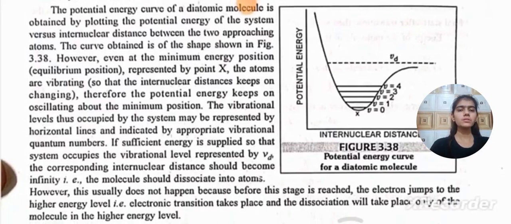However, this usually does not happen because before this stage is reached, the electron jumps to a higher energy level. That is, electronic transition takes place and the dissociation will take place only from the molecule in the higher energy level.